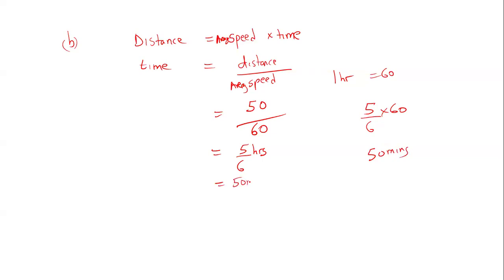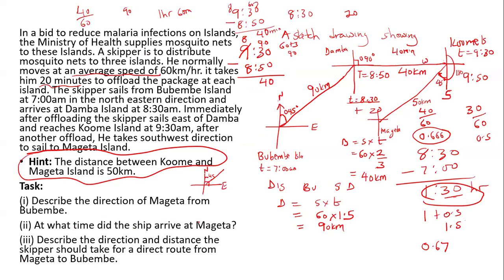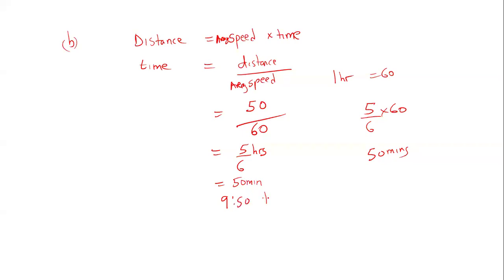Meaning that it took the person 50 minutes to move from where he was, Damba, to Mageta, for the ship to arrive at Mageta. But remember, we said that he reached Koome at 9:30. After he had to offload, meaning that he left at 9:50. So now if the person left at 9:50 plus the 50 minutes it took him, what time did he reach the final point? So 9:50 plus 50. You can add them. So what time is that? 10:40. So this is going to be 40 and this is going to be the 10. So this is AM.